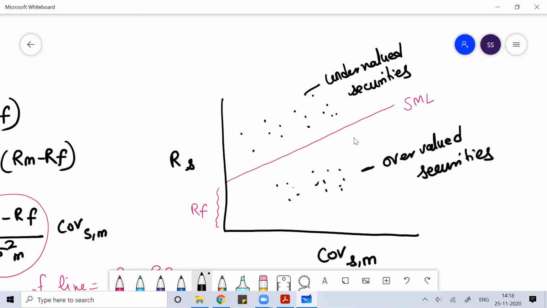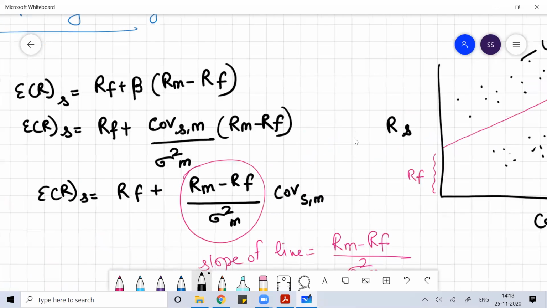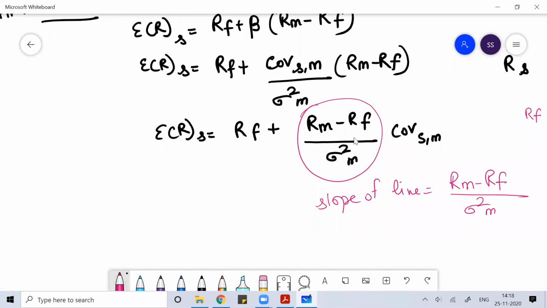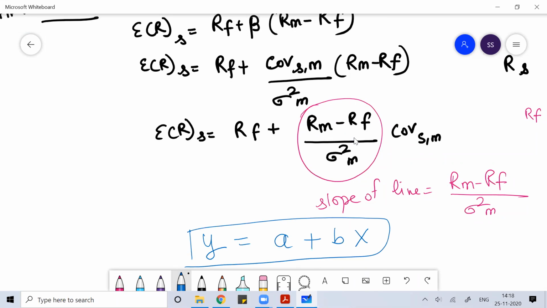So basically, this SML is created through CAPM return values. With the CAPM model, we create this value. The expected return on a security is RF plus (RM minus RF) divided by the variance of the market, into the covariance between stock and market. Those who understand basic mathematics can understand that this is the equation y equals a plus bx, which every straight line follows, where your y coordinate is the return on security, your x coordinate is the covariance between stock and market, and your intercept is RF.